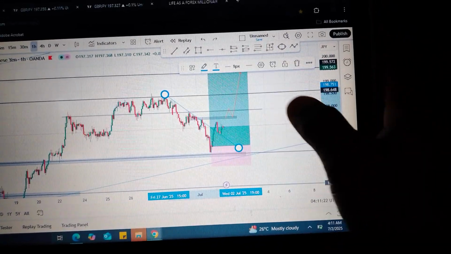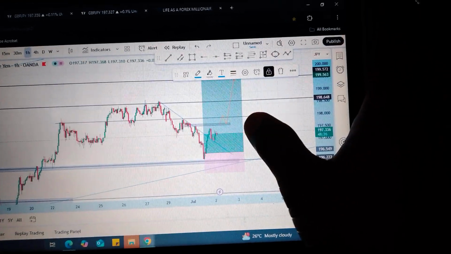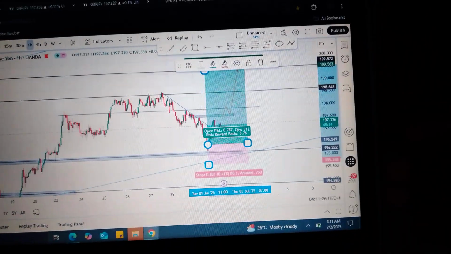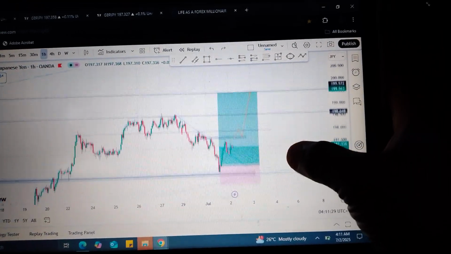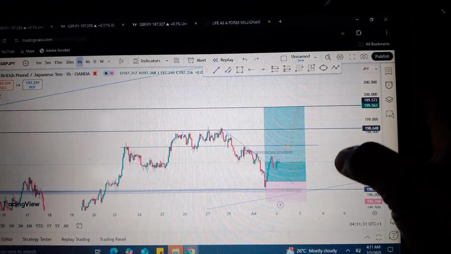It's a 1 to 3.7 hour trade. Let me put it there. 1 to 3.7 hour trade. So it makes a lot of sense.